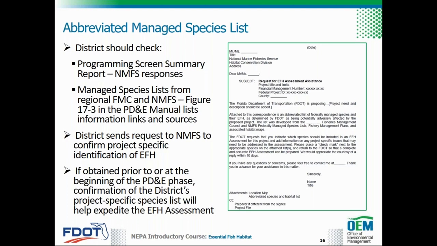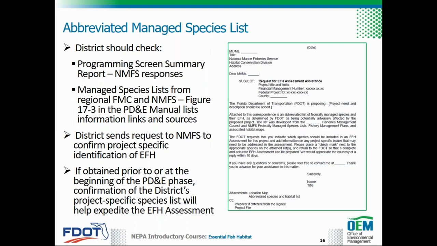This information can be found in the Programming Screen Summary Report developed during ETDM. NMFS comments during the screening may also include an abbreviated managed species list. When a project has not been screened, if there is not enough information after a project's ETDM screening, or if NMFS has not provided an abbreviated managed species list, the district should create their own list using the managed species list available from the Regional Fishery Management Council and NMFS.